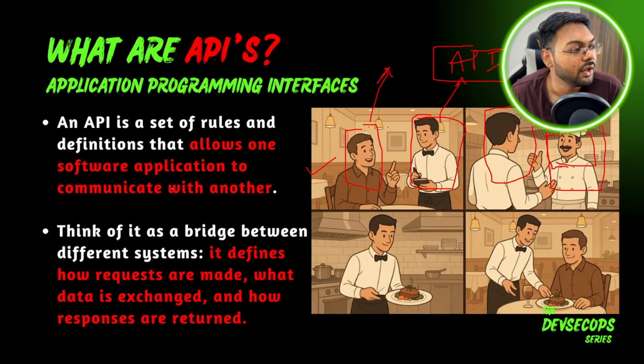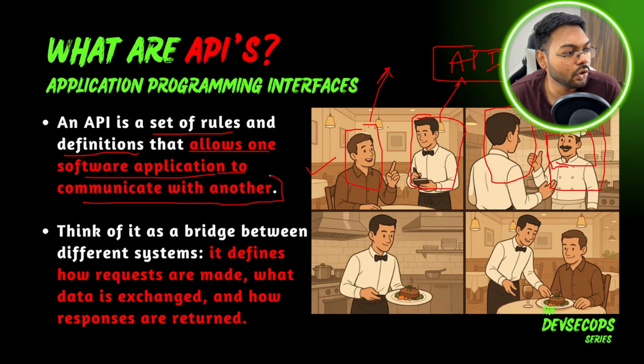this explanation. So what is an API? An API is a set of rules or definitions that allows one software application to communicate with another. Okay, so now basically you standardize this stuff. The menu list is the list that your chef is already trained to do.